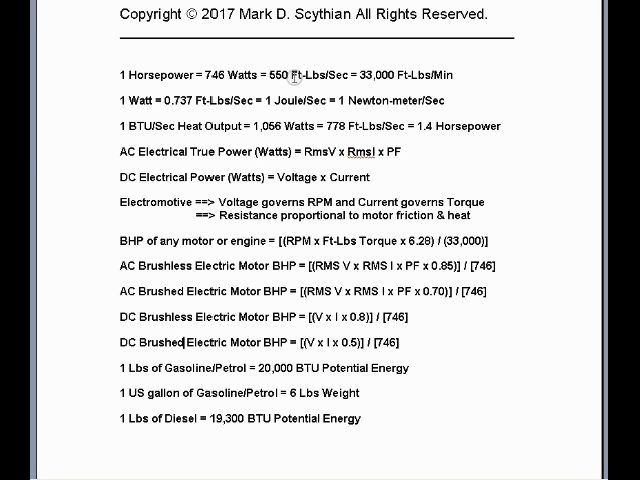1 watt of power, any type of power, is also equal to 0.737 foot-pounds per second, which is equal to 1 joule per second, which is also equal to 1 Newton meter per second.